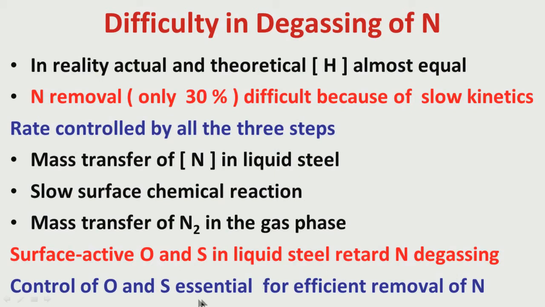So, it is always necessary to control oxygen and sulfur for efficient removal of nitrogen. This is one important requirement for getting good denitrogenation in liquid steel, degassing of nitrogen in liquid steel. The soluble oxygen and sulfur must be low. That means there has to be good deoxidation, there has to be good desulfurization, and only then should we go for degassing. That is the reason there is a sequence of processes for secondary refining.